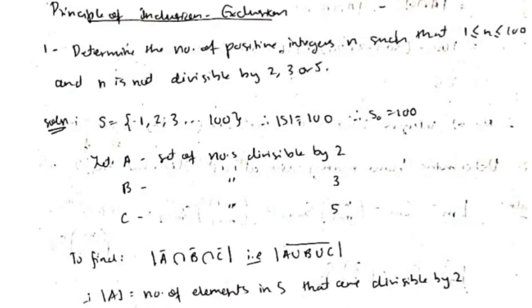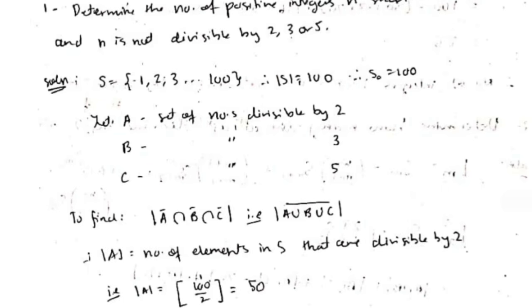In this question we have to determine the number of positive integers n, between 1 and 100, where n is not divisible by 2, 3 or 5. So see here, the total number of elements in the set is 100, from 1 to 100. That means s0 is 100. Now we have to calculate s1.